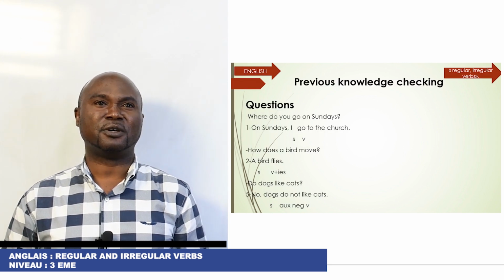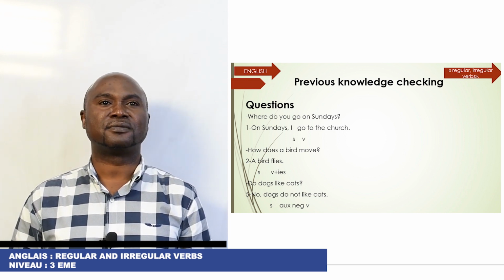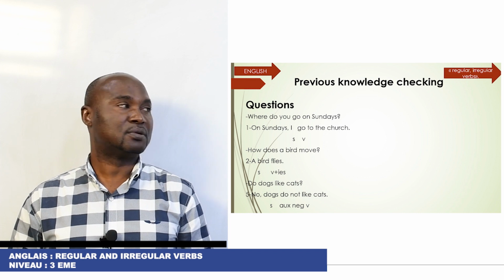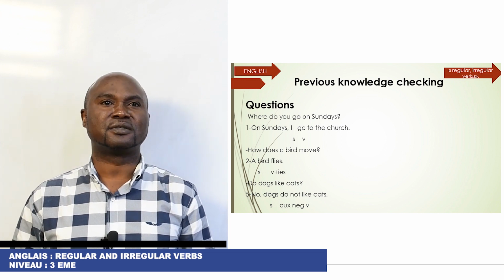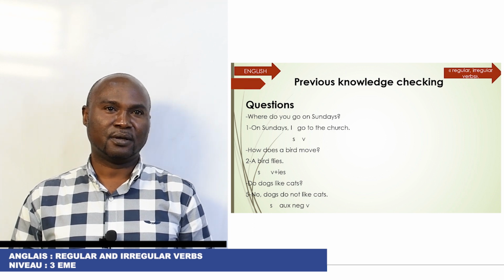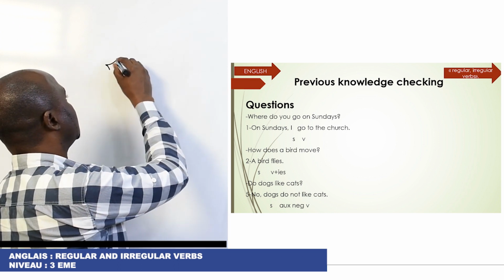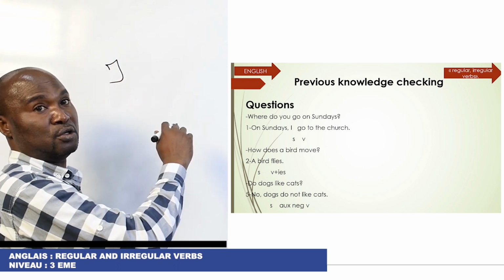Let us examine these questions. Where do you go on Sundays? And the answer: on Sundays, I go to church. In this answer, the subject is I. The verb is go.